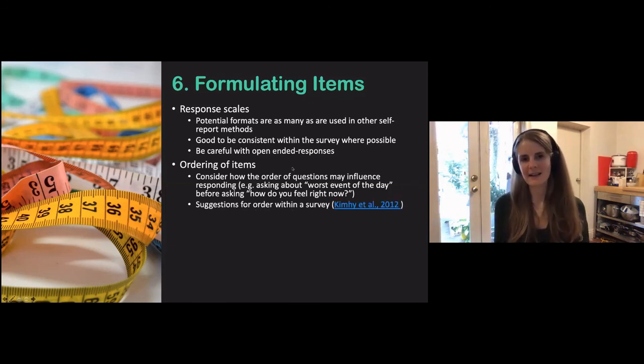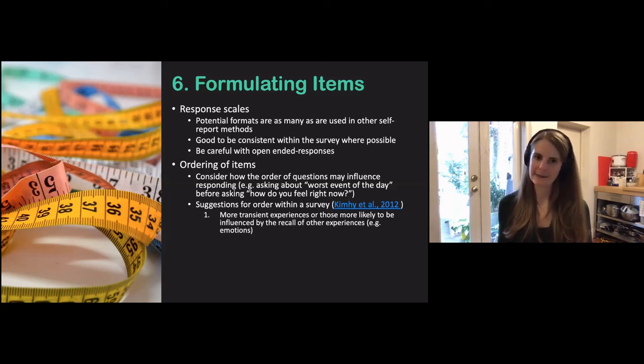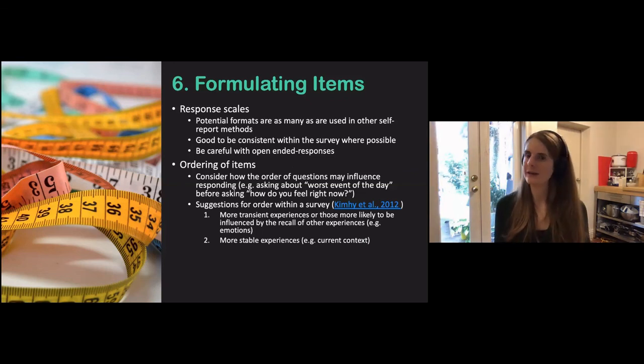Kim He et al. has a good set of suggestions for ordering within a survey. The first thing that they suggest is that you want to put more transient experiences up front, or those that can be influenced by the recall of other experiences. So in my studies, I always put emotions up first because they're very transient and they're very easily influenced. And then you might move to more stable experiences. So then I would ask items like, where are you right now?